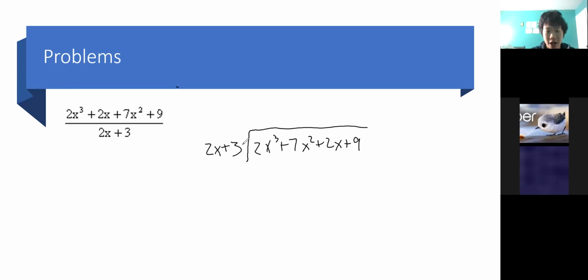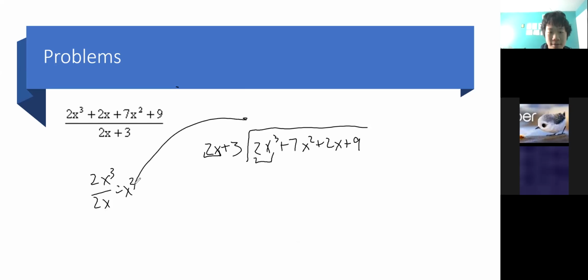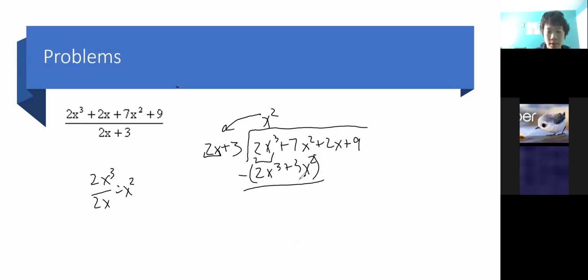Let's do the division. How many 2x's can fit into 2x to the third? X squared. But basically what we're doing here is 2x cubed over 2x, and that goes there, right? That's basically what we would do if we did regular division. So x squared goes up there, multiply these, and put it down below to subtract. So let's multiply them, 2x cubed plus 3x squared, and subtract these. 0 plus 4x squared. Move the next terms down.